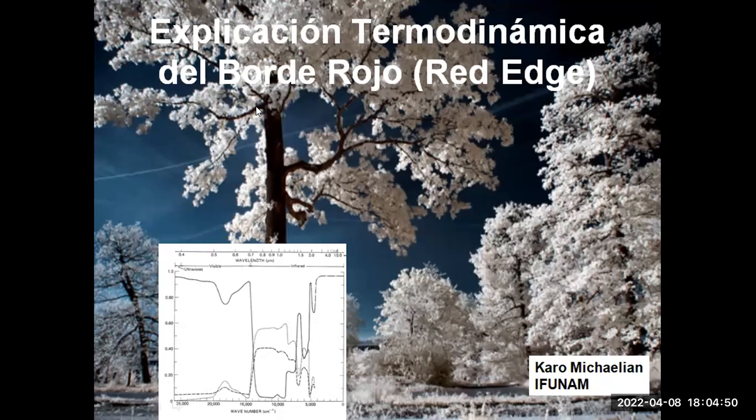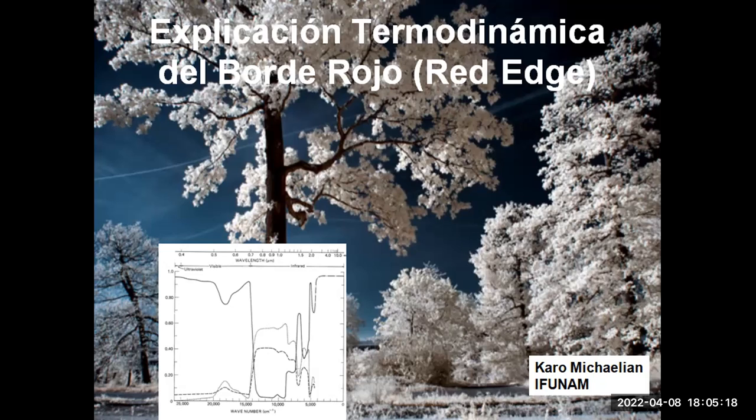Okay, so this is an explanation of the red edge. As I have mentioned before, the absorption of plants and cyanobacteria, which have chlorophyll pigments and other pigments, is very strong, starting from about 200 nanometers all the way up to about 700. Then at 700, for some reason, it stops absorbing and drops.